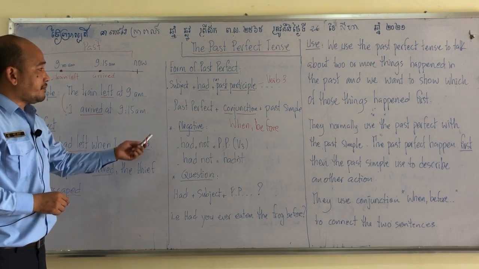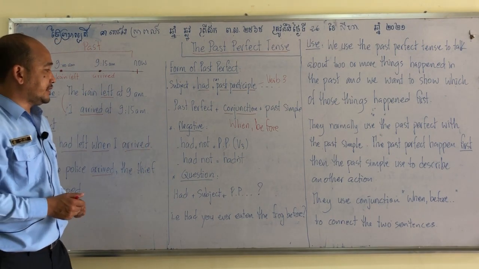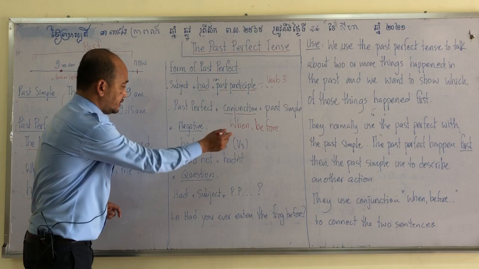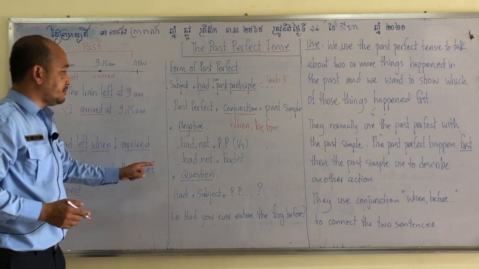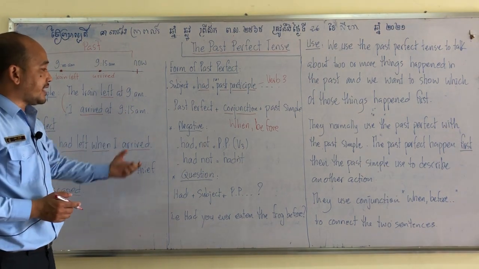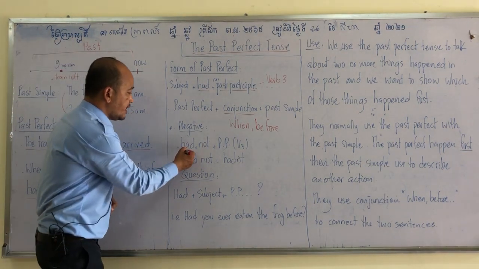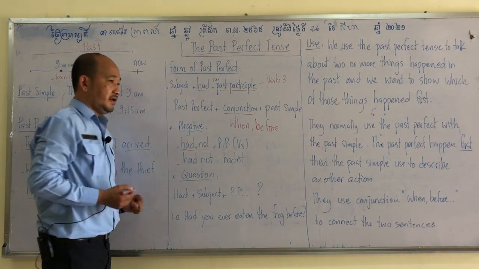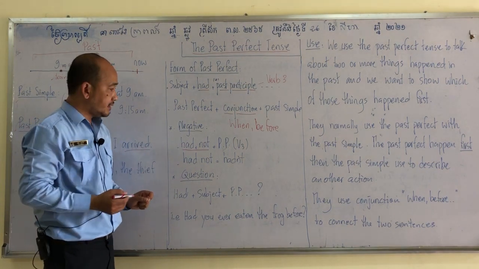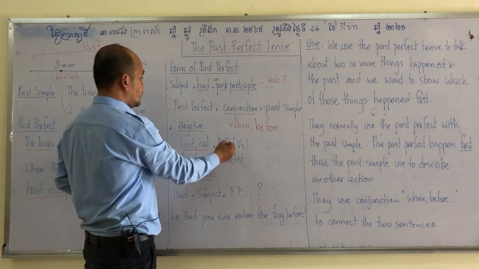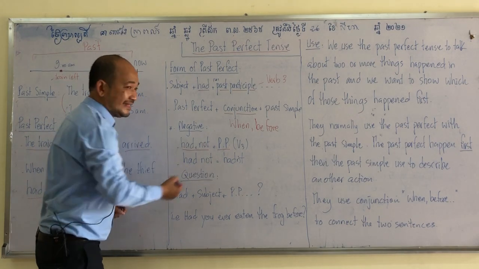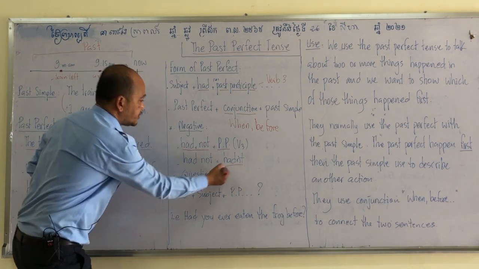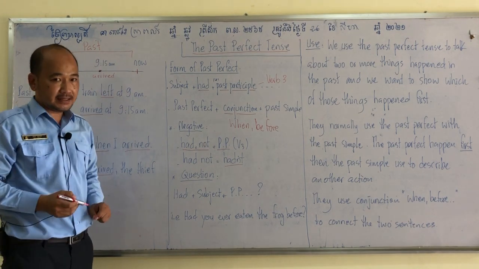And how about negative form? Negative form is not too hard to understand because we only add not to had. Okay, we use not with auxiliary verb had, and we use past participle. Had not, or sometimes we call hadn't. Okay, in short, we write like this: hadn't.